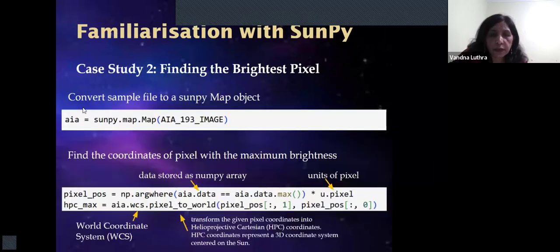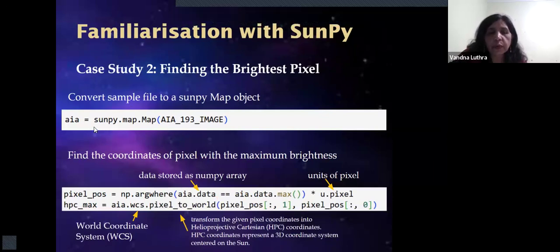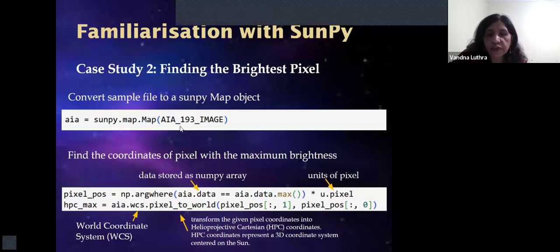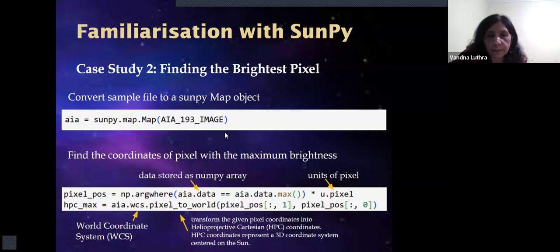Next part is going to be to convert the sample file to a sunpy map object. So in that case, we will be storing aia is equal to sunpy.map.Map. Please see the spelling here. It is lowercase map, and then .Map with the first letter in uppercase. And what we are going to do is take the image which we had selected for finding the brightest pixel, that is AIA_193_IMAGE.